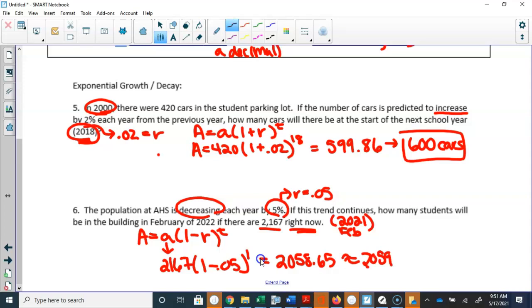All right, what have we talked about? Just to sum it up, we've talked about interest that's compounded. We've talked about continuously compounded interest. And then we've talked about basic exponential growth and decay problems.